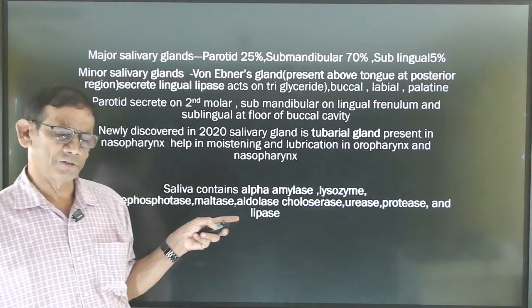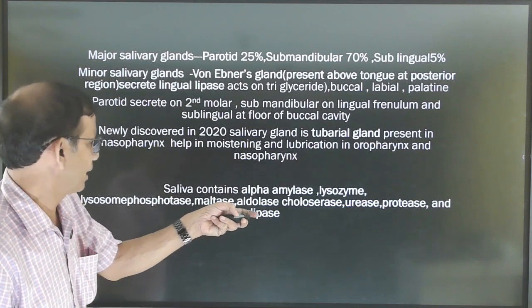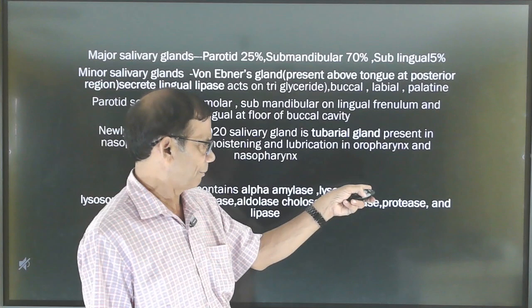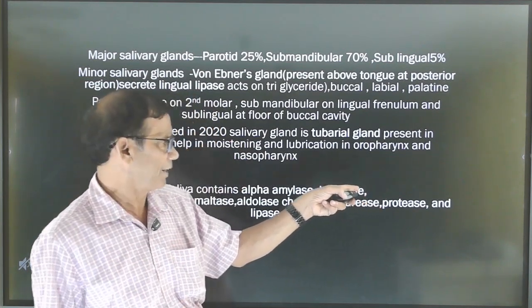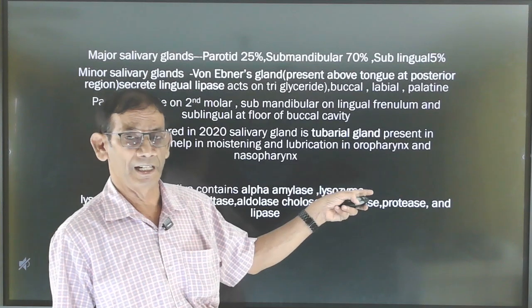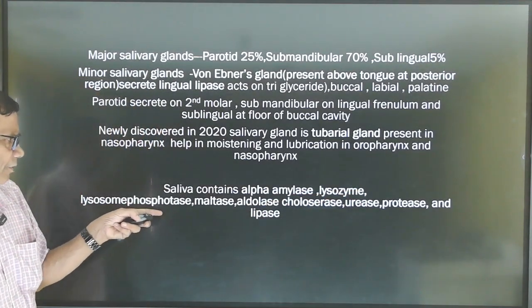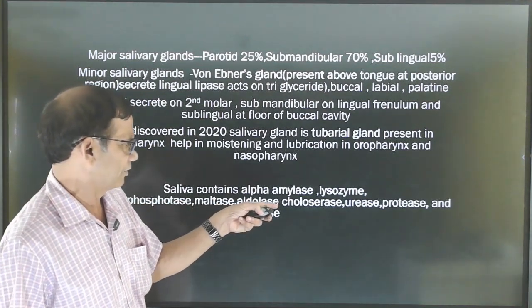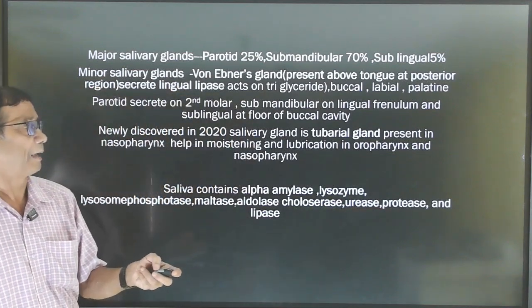This saliva contains various types of enzymes, which include amylase, which also contains alpha and beta amylase, then lysozyme, which particularly helps in the breakdown of the polysaccharide cell wall covering of bacteria. Particularly, it helps to kill the bacteria. Then phosphatase, maltase, which acts on maltose, aldolase, cholesterase, urease, protease, and lipase.